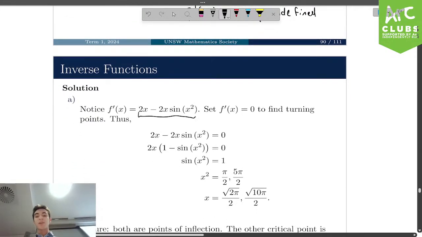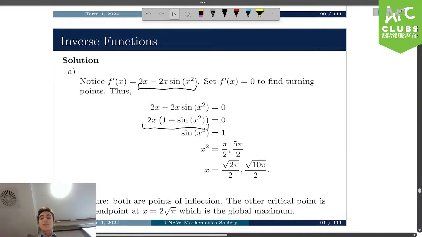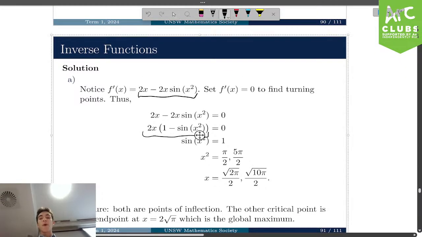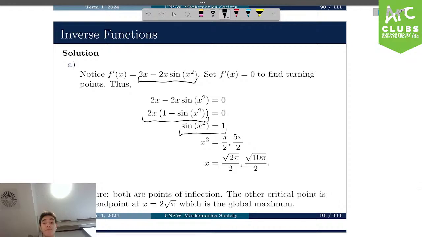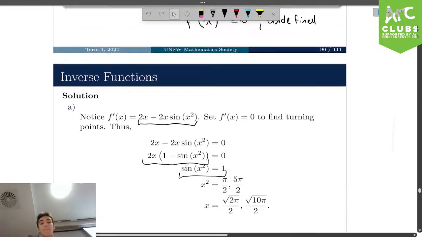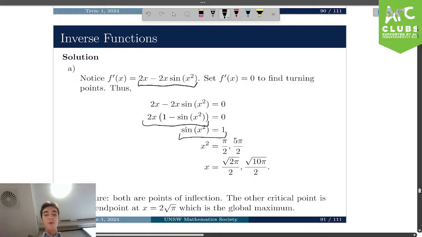The derivative actually ends up being this, right? And we can factor it out into something that looks like this. And since 0 is not in our domain, 2x cannot be 0. Okay, so we can just factor that out. We're left with the fact that sine of x squared equals 1. So x squared is pi over 2 or 5 pi over 2, considering all the values that could be in our domain. And therefore, x could be just these two values, okay?